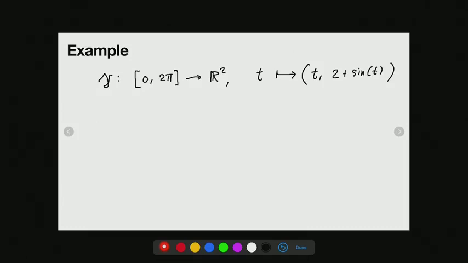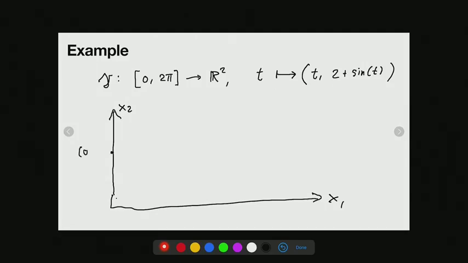So this will look a bit like a drunken driver, namely as follows. The starting point is (0, 2). And we proceed with speed 1 in the x1 direction, but we oscillate in the x2 direction. Basically, it looks as follows.